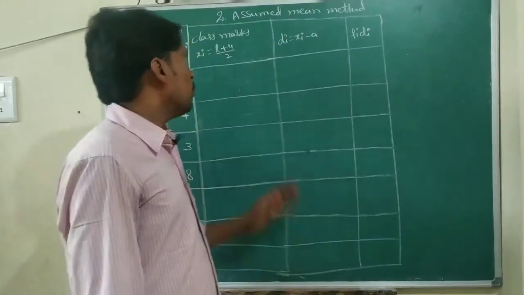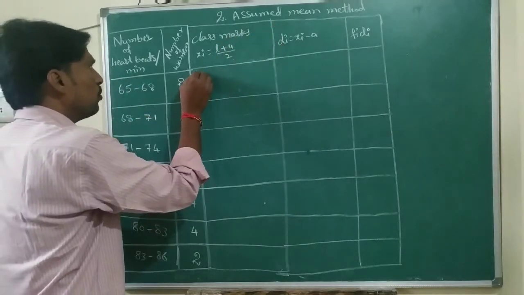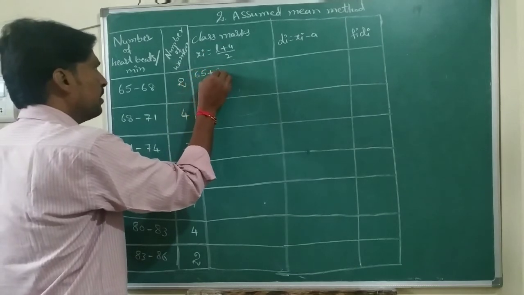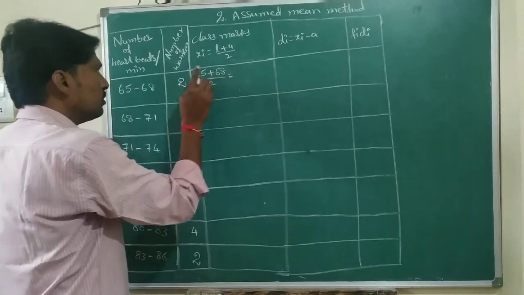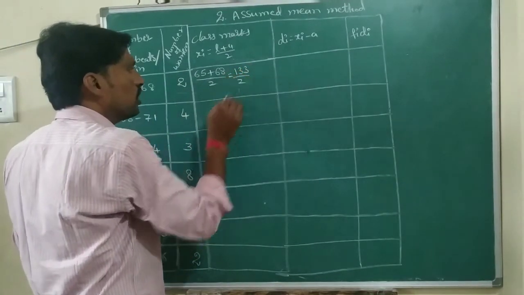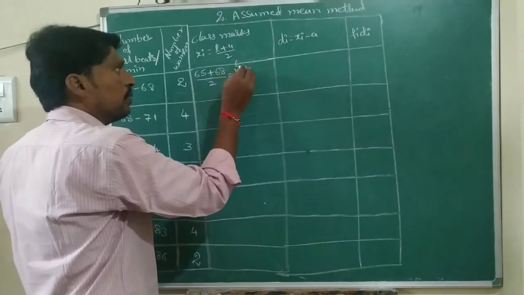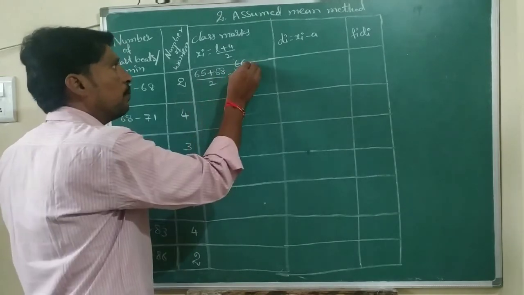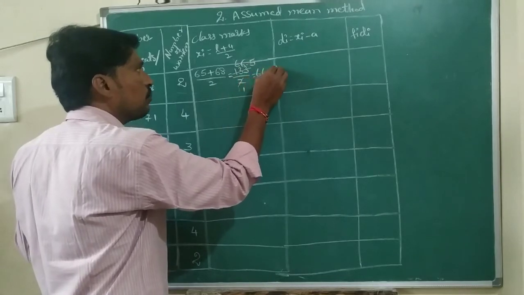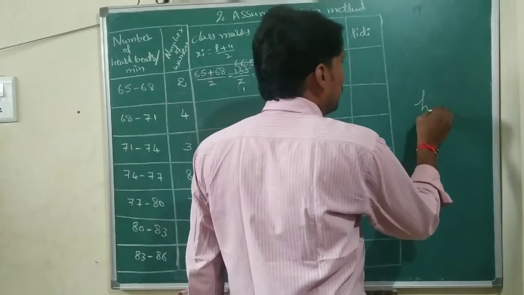Then fi di. So for the first class interval, 65 to 68, we need to find the class mark. The lower limit is 65 and the upper limit is 68, by 2. 65 plus 68 is 133 by 2. Cancelling with the 2 table: 2 1s are 2, 2 6s are 12, 1 remains, 2 6s are 12, 1 remains, point, so 2 5s are 10. We got 66.5.